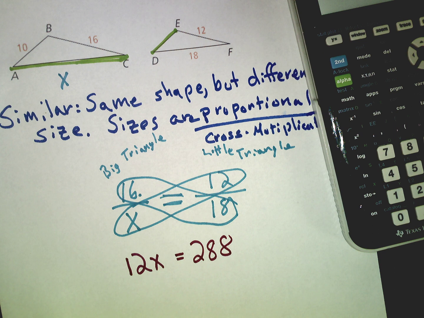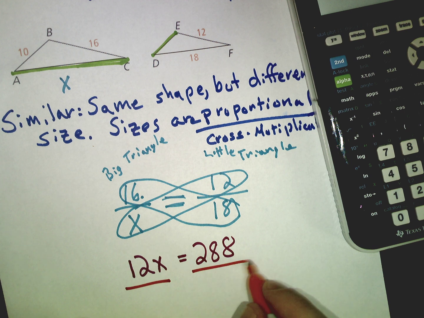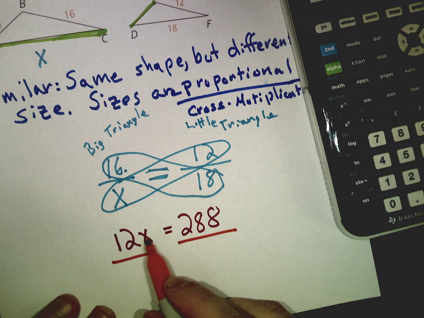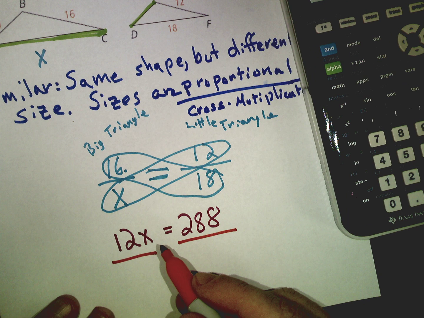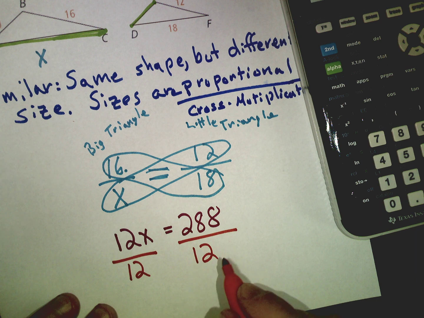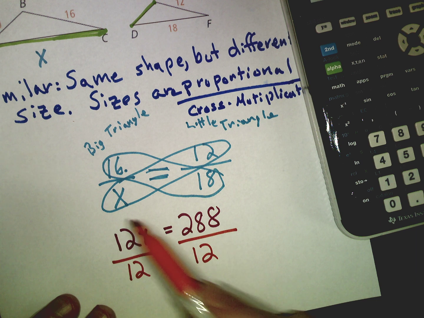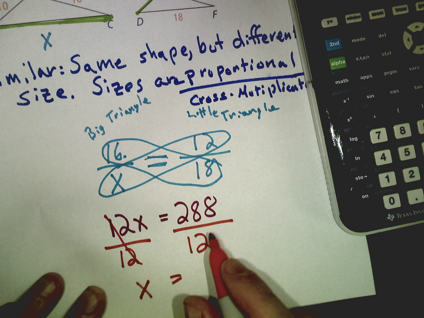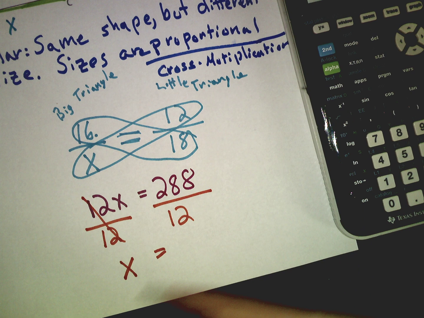Next step, if we remember correctly, let's pick some orange. I got to divide, because the only thing left here with the x is 12 times x, and I got to get the x by itself. So I got to do the opposite of 12 times x. I got to divide by 12. I'm not going to even bother putting this one in the calculator because I know 12 divided by 12 is 1. That gives me what I want: x equals 288 divided by 12.